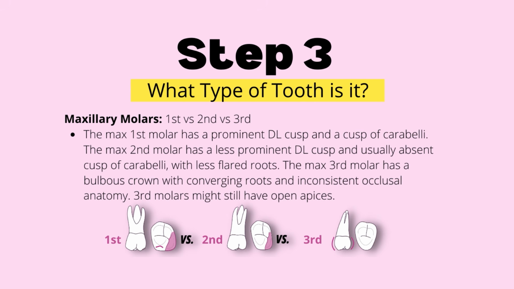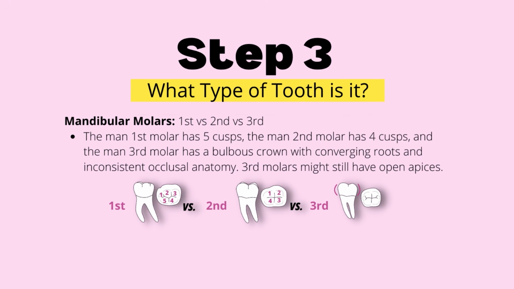So if you see open apices on a maxillary molar, you'll know it's the third molar. Mandibular molars, there are 3 types, the first, second, and third, and you'll tell these apart once again by looking at the occlusal anatomy and the roots.